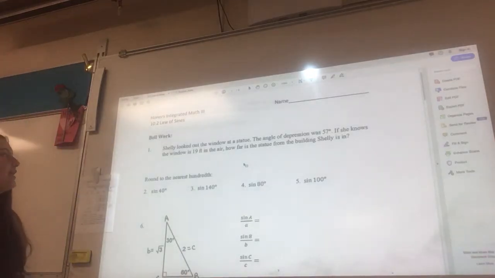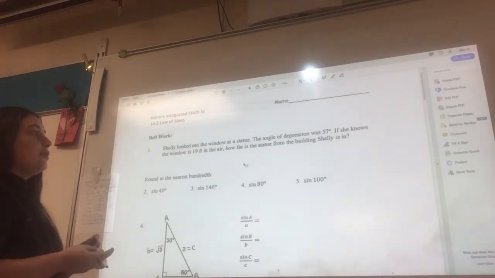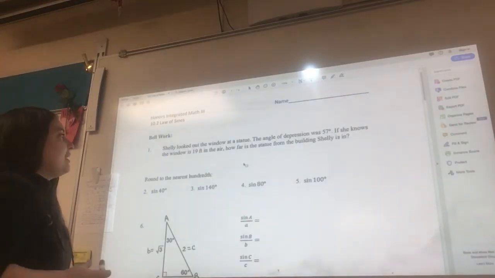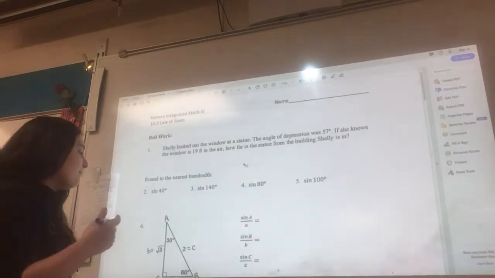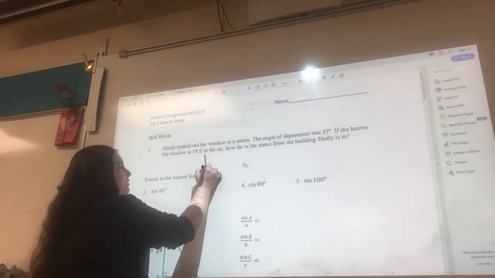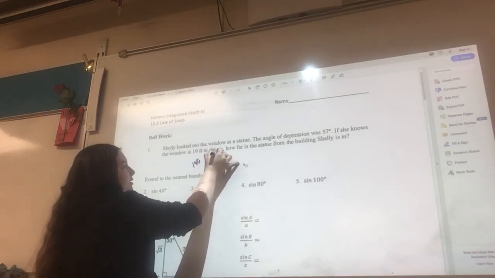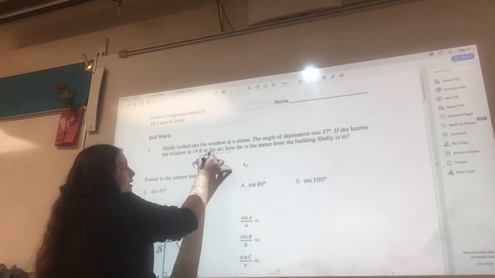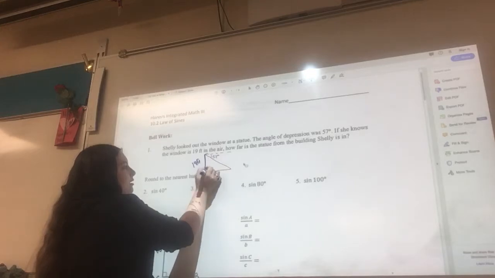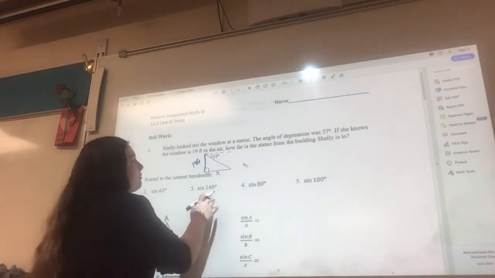So our first bell work is: Shelley looked out the window at a statue and her angle of depression was 57 degrees. If she knows the window is 19 feet in the air, how far is the statue from the building Shelley is in? So we're going to say that this is her building, and we know it is 19 feet. She is looking out from the window at a statue down below. Her angle of depression is 57 degrees, and we want to know how far away the statue is from the building.